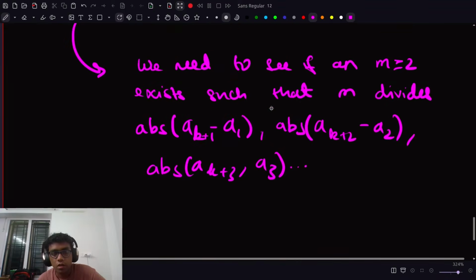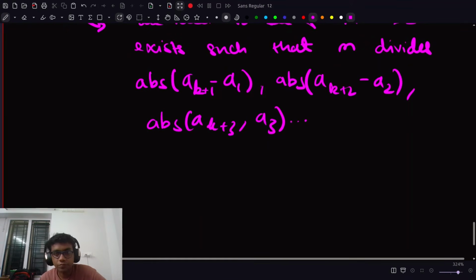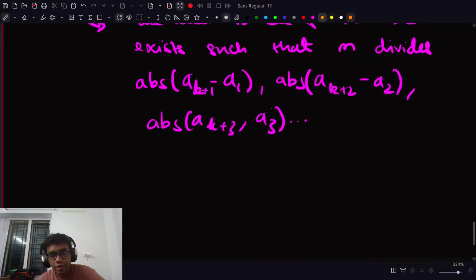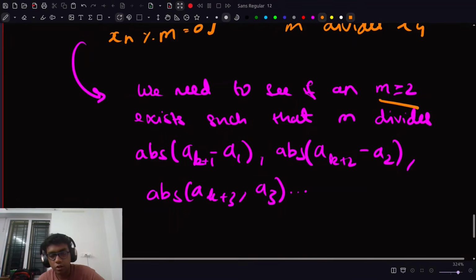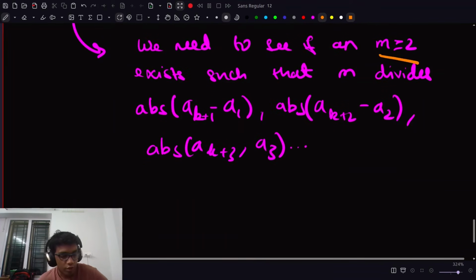Okay, all right, so we need to see if such an m exists, and since we want an m greater than or equal to 2, what if we try to find the largest value of m? So if the largest value of m is less than 2, we know that there is no m satisfying. Otherwise, we find an m greater than or equal to 2, so we know that there is some m satisfying, and we can add a point.